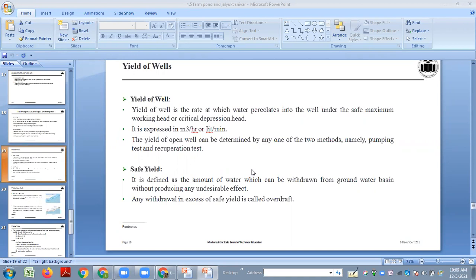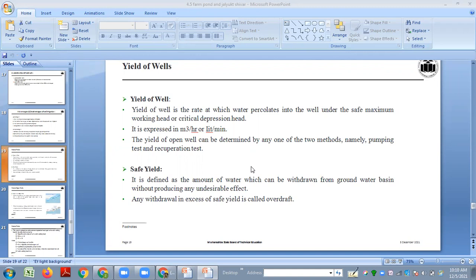Okay, yield म्हणजे काय बघा, it's the rate at which water percolates into the well. Okay, water जे काही percolation होतं into the well under the safe maximum working head. आता working head आणि critical depression head we will see in next slide. So it is expressed in meter cube per hour. Okay, the unit जे असतं ते meter cube per hour, or you can say liter per minute. Okay, याच्यामध्ये ते काउंट मेजर केलं जातं yield of the well.